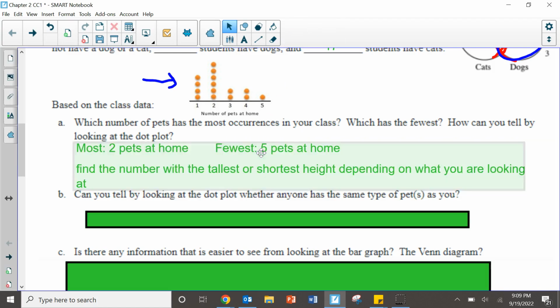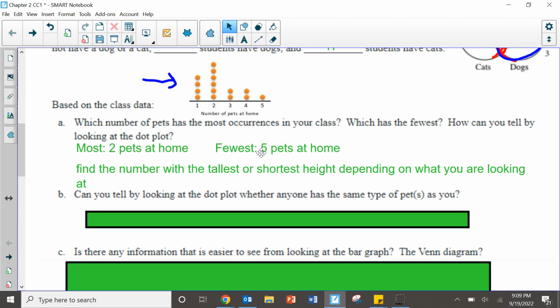Okay, so looking at the dot plot above, I can see that the most occurs for 2. So if this was our class data, we would say most of the students in our class have 2 pets at home. The fewest would be 5, and you can see that because that guy only has 1 dot. So that is referring to only 1 student who has 5 pets at home.